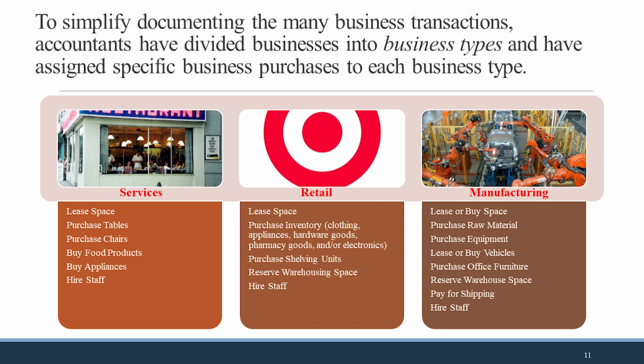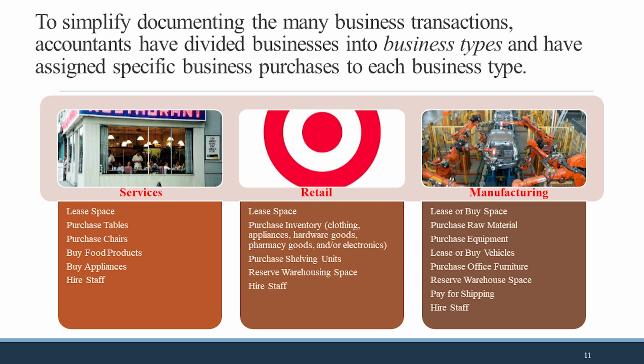Tables, chairs, fixtures, lighting. I need to think about the food. Whatever I'm going to be cooking, I need to bring in the food ingredients. So that's my inventory in a restaurant, the raw food that I bring in that needs to be prepared. I'm going to have to buy appliances, refrigerators, stoves, countertops. So I have to have these items for preparing the meals to be cooked.